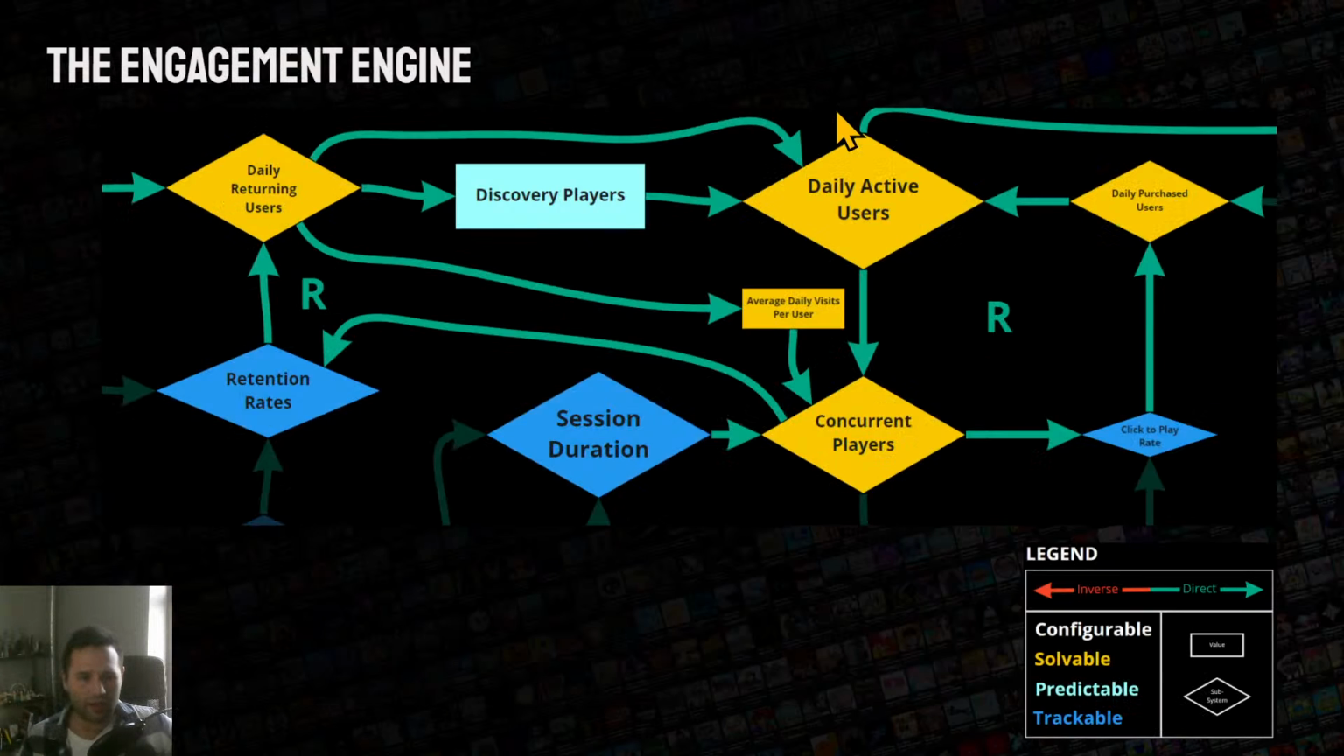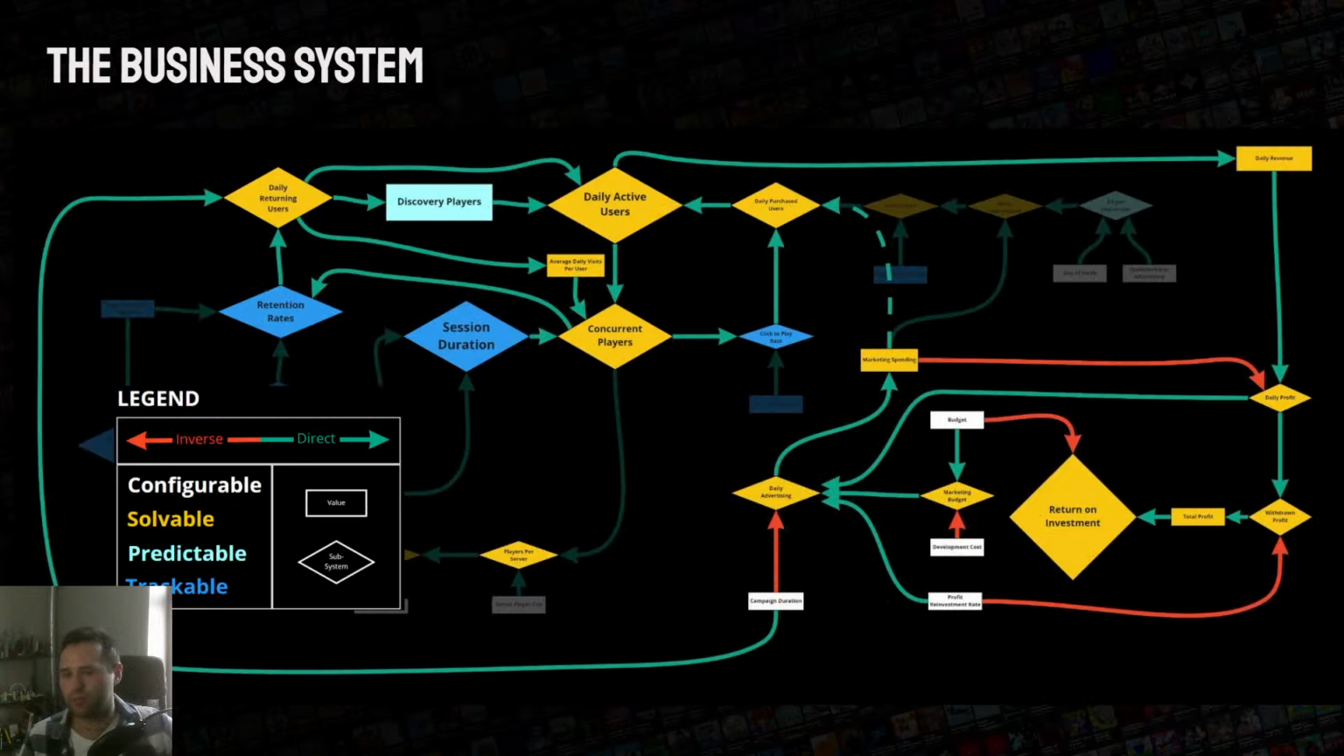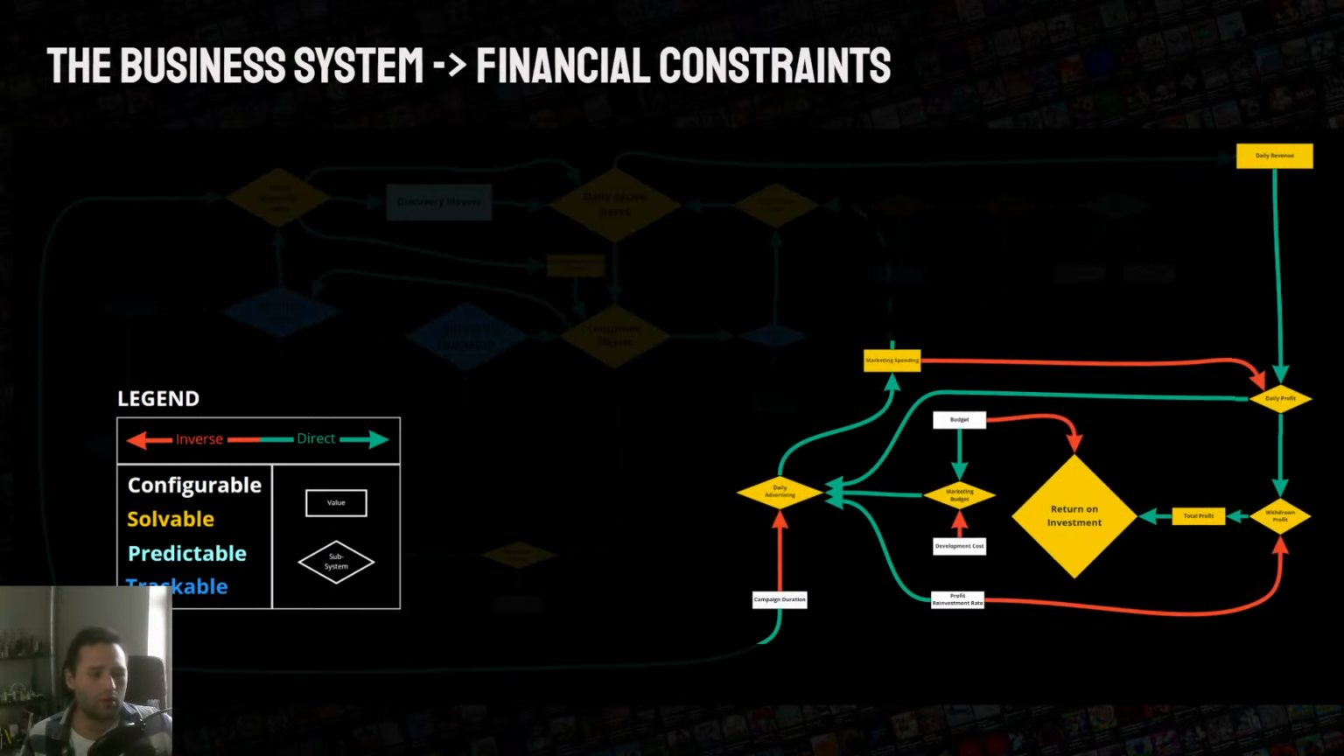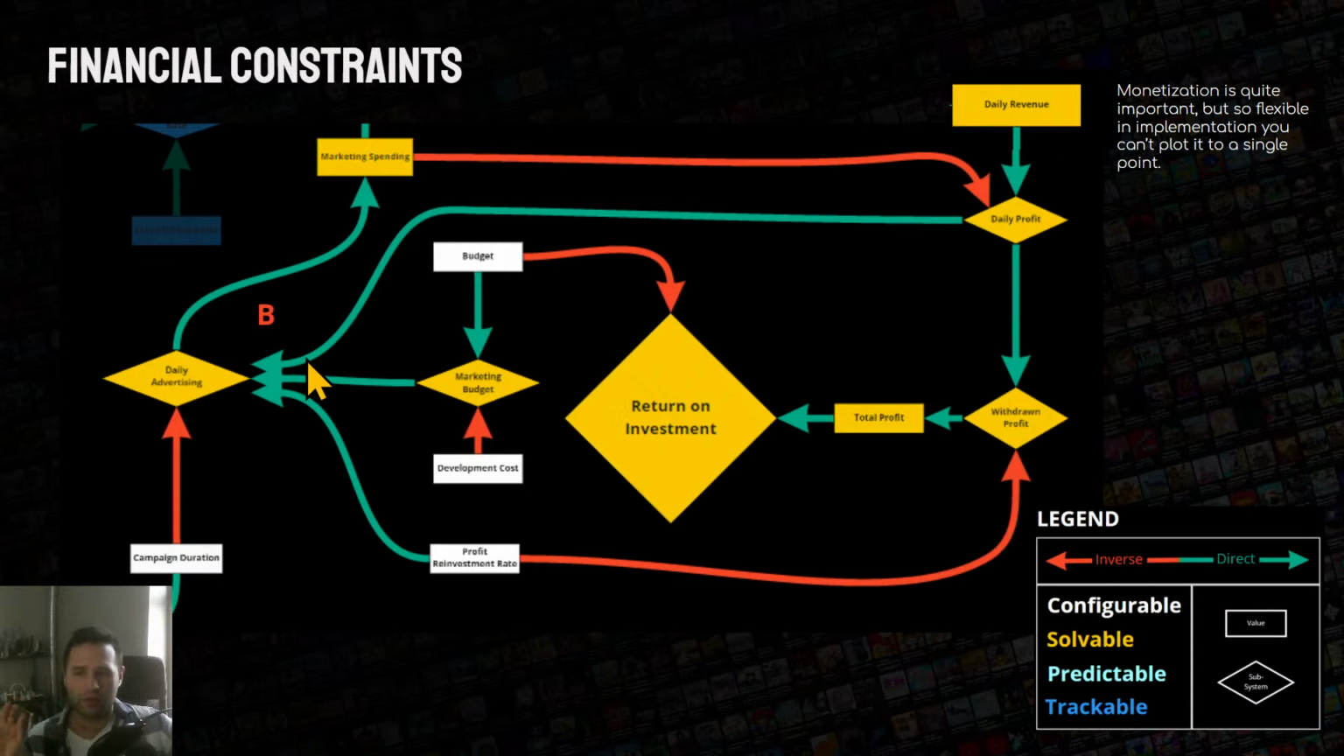And from there, we can take a step back and look at the financial constraints. We're not going to spend too much time on this because I don't think it's too interesting, but there is one core loop here, one balancing loop. It's kind of why, in Kotaku articles, the business side is always the reason things go badly.